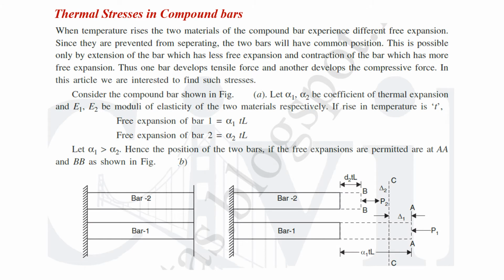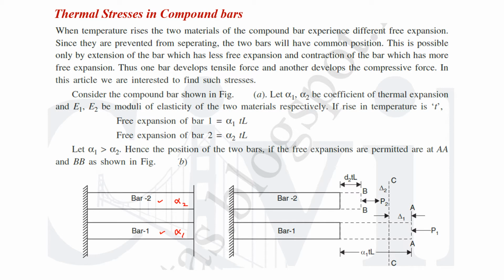Now let us consider the case of thermal stresses in a compound bar. In the case of a compound bar, there will be more than one material and they will be firmly connected. When the temperature rises, the free expansion of the two materials of the compound bar will be different. Here we have bar 1 and bar 2, and let alpha 1 be the coefficient of thermal expansion of bar 1 and alpha 2 the coefficient of thermal expansion of bar 2. You have already seen that for different materials the coefficients of thermal expansion are different. So the free expansion of these two bars will be different.